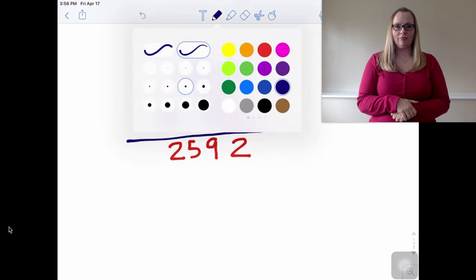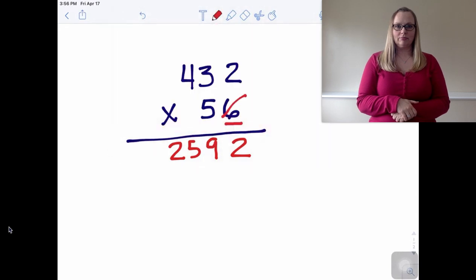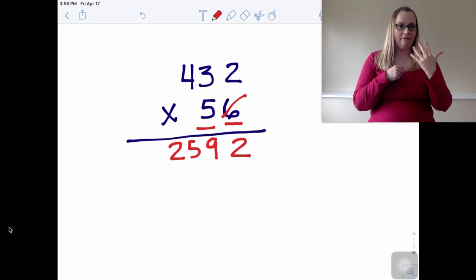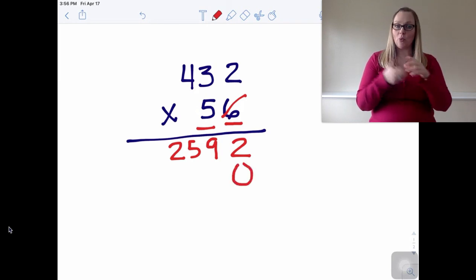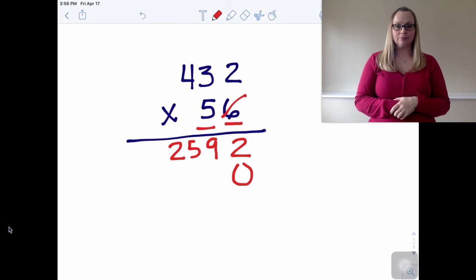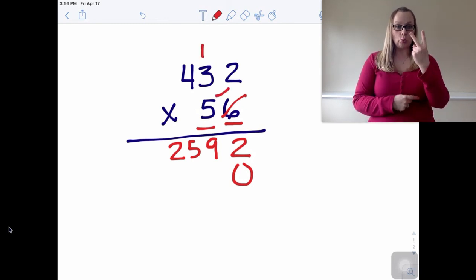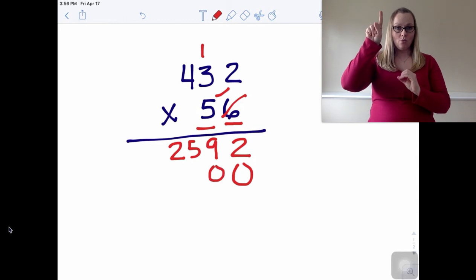And we will be moving on to multiplying in the tens place with our 5. So before we do that, remember we're going to put a 0 down here to hold the space in the one space in our next answer line. 5 times 2 is 10. Carry the 1, bring down the 0.